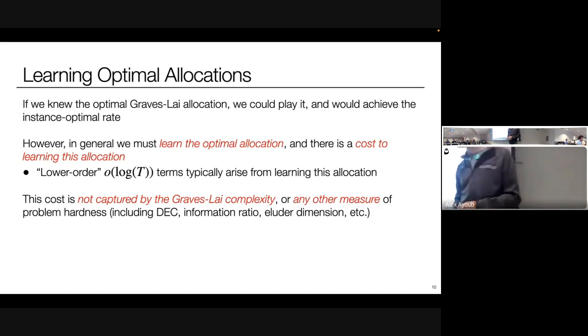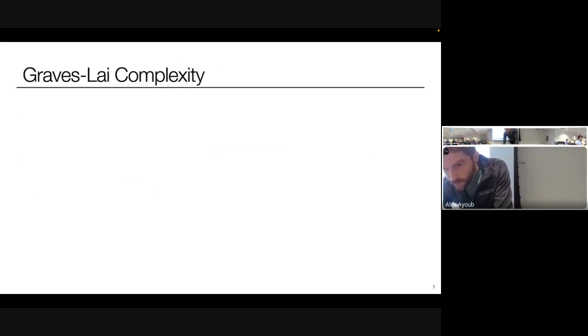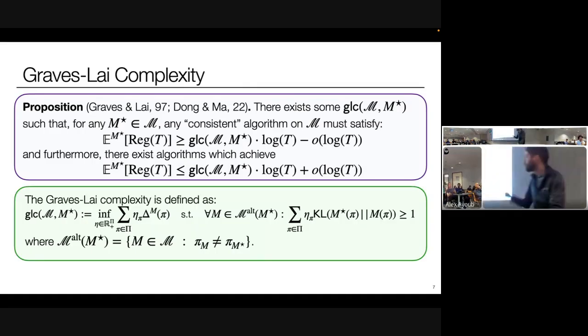Question: could you explain how you define the Graves Lai allocation? When I say Graves Lai allocation, what I mean is, you have this optimization problem, and you're optimizing over this eta. The optimal value of eta is what I'm referring to as the Graves Lai allocation. Basically, what this is saying is that if you have this allocation and you were to play it, it will collect enough information that you can eliminate suboptimal decisions while minimizing regret.